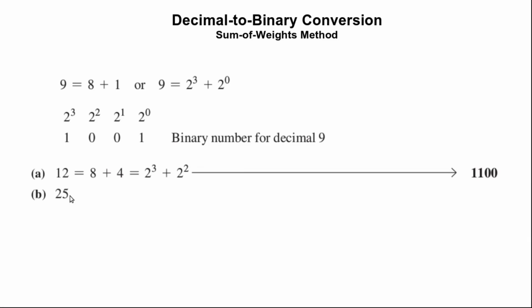25. 25 we can express as 16 plus 8 plus 1. And 16 is 2 to the power 4, 8 is 2 to the power 3, and 1 is 2 to the power 0. Hence, the binary number will be 1, 1, since 2 to the power 4 is present and 2 to the power 3 is present. Then 2 to the power 2 and 2 to the power 1 are not present, so it will be 1100, and finally 2 to the power 0 is present, so it will be 1. So the binary number will be 11001.